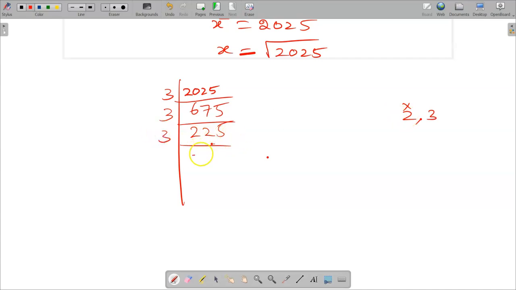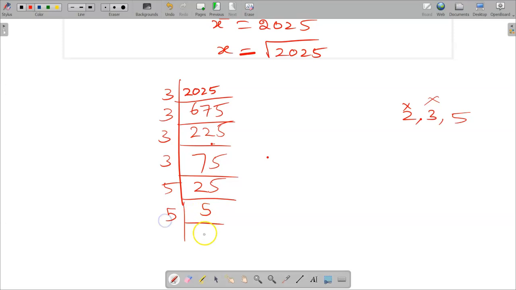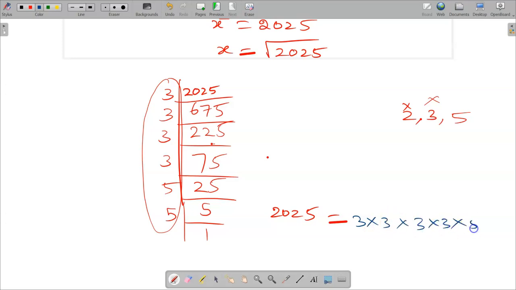Let me divide by 3. 7 3s are 21, balance is 1, it will become 15. 5 3s are 15. So again it is an odd number which is not divisible by 2. Let me proceed with the number 3. 3 3s are 9, balance is 1, it will become 15. 5 3s are 15. So 25 is an odd number which is not divisible by 3. So I have to proceed with the number 5. 5 5s are 25. Again 5 is a prime number which is divisible by 5 only. So 5 1s are 5. So 2025 I can write as the multiplication of these numbers: 3 into 3, again 3 into 3, again 5 into 5.